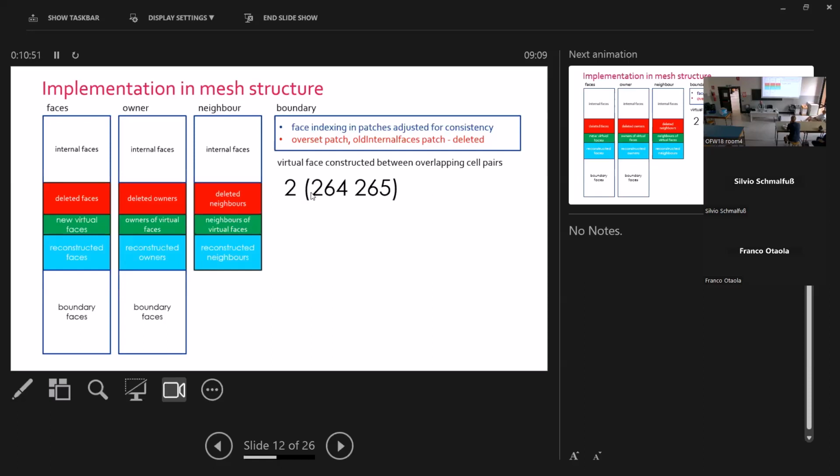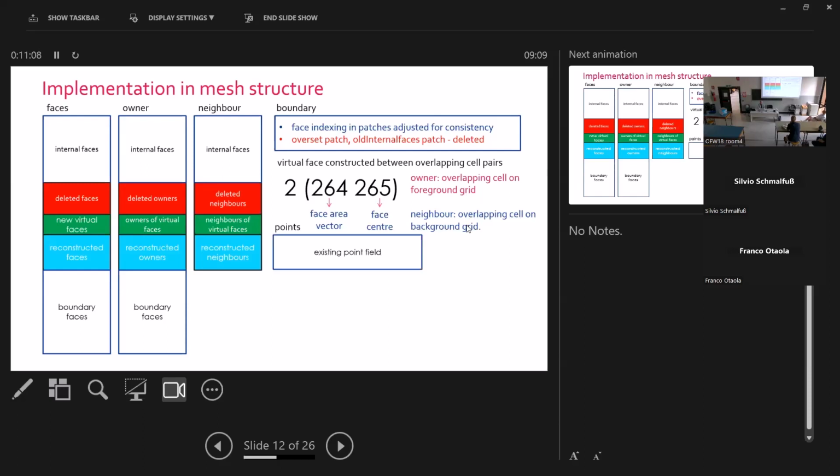So a virtual face looks like this. It has 2 points. And when the solver hits a face that it knows has 2 points, it knows to calculate it according to this routine. One of these points is the face area, and the other one is the center. And I just define the owner as the cell on the overlapping grid, and the neighbor is the cell in the background grid, but it's arbitrary, really. These 2 points then are appended to the end of the point field.